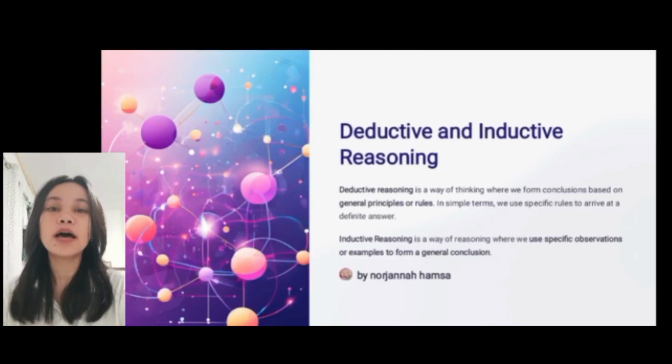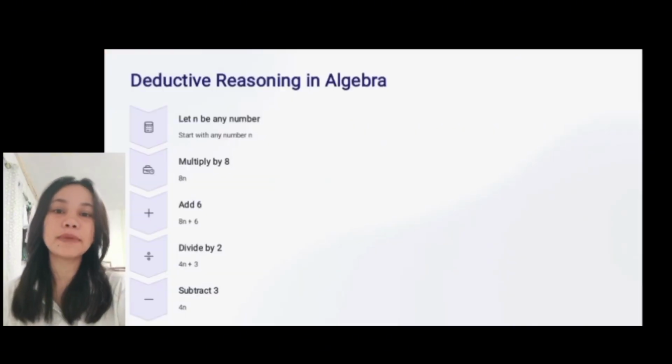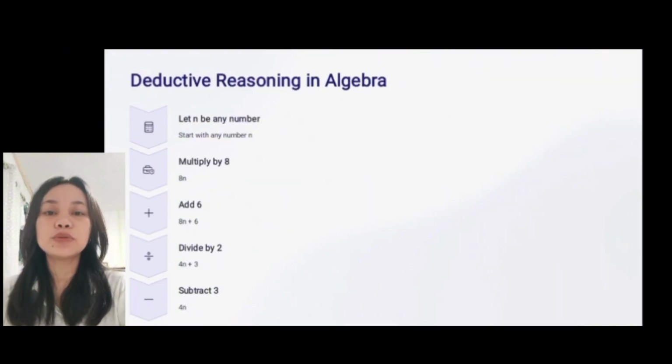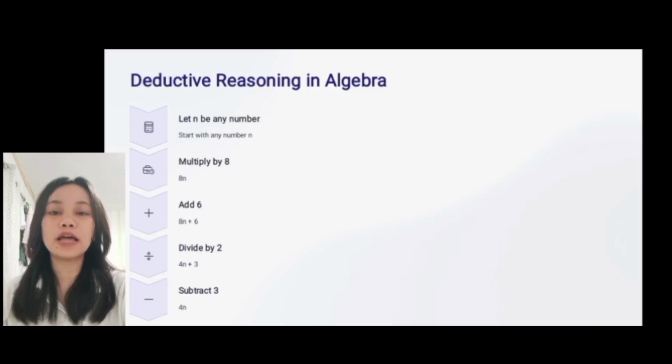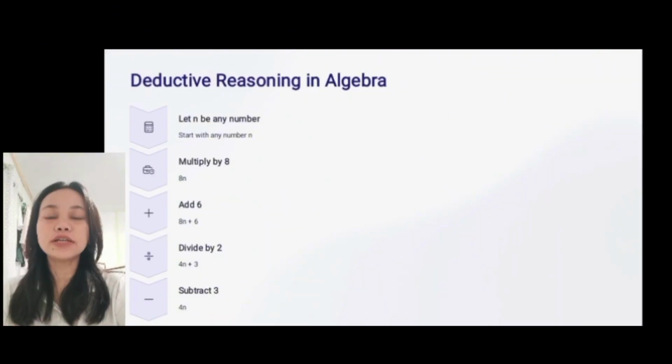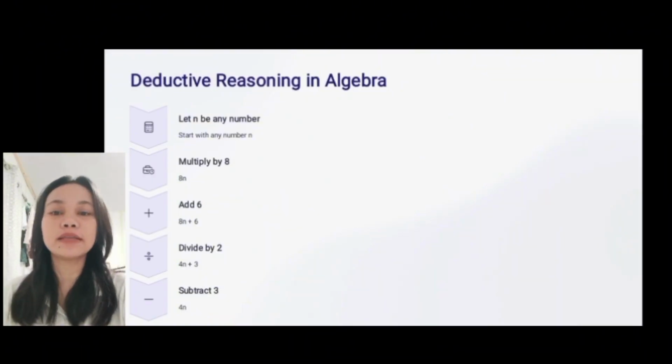Another example is deductive reasoning in mathematics. We choose a number, then follow a process to find out what the result will be. This is the logical process, it's what makes mathematics. So, deductive reasoning and algebra.